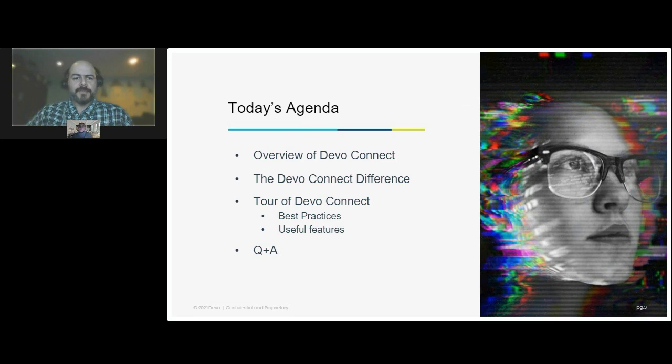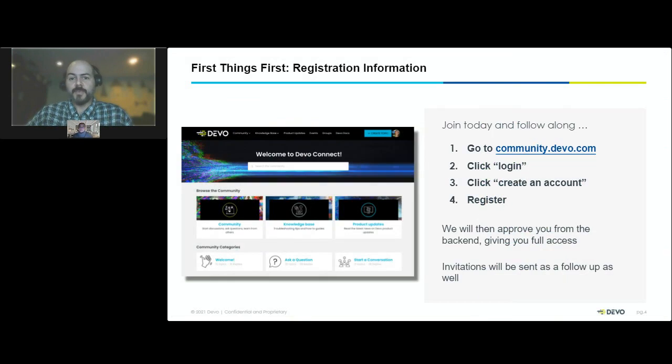Let's jump right in. First things first, if you want to follow along, you can go to community.devo.com, click on Login, and find the little link that says Create an Account at the top and register. We approve everybody on the back end, so it's for you, for the clients, for the Devo users. Little private space for you. If anybody wants to do that right now, I'm going to continue on.